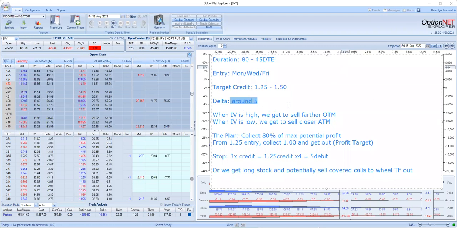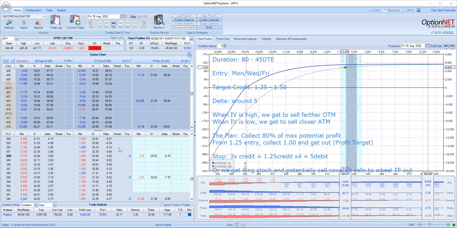So, we can go down this list. Our target duration is between 80 and 45 DTE. Right now, I am still adding to positions in 21 Oct, so 63 DTE is my target. Today being a Friday, I'm looking for my target credit between $1.25 and $1.50. I don't want my strikes to overlap, meaning if I have a position, let's say I'm short a 350 put, I don't want to add another 350 put. I'll just go one lower or one higher.